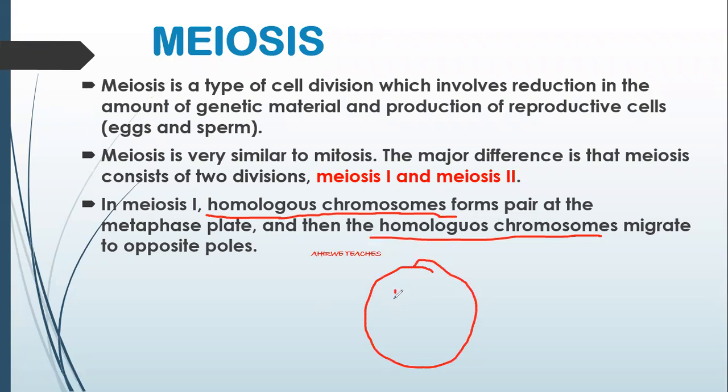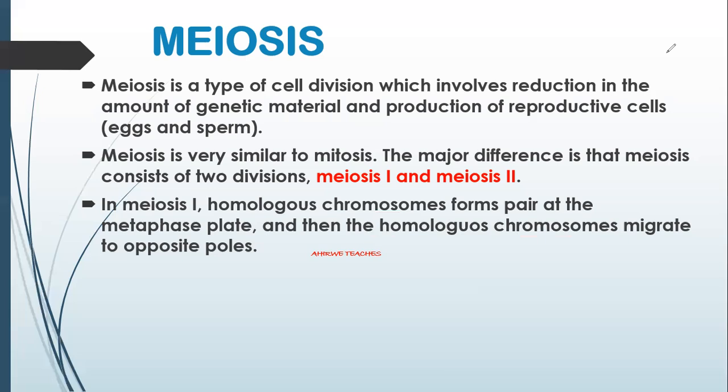So this is it. You have this chromosome and you also have another chromosome. These two chromosomes will arrange on the spindle equator, and when this one pulls towards this side and this one pulls towards that side, they will separate. So meiosis 1 involves separation of homologous chromosomes.